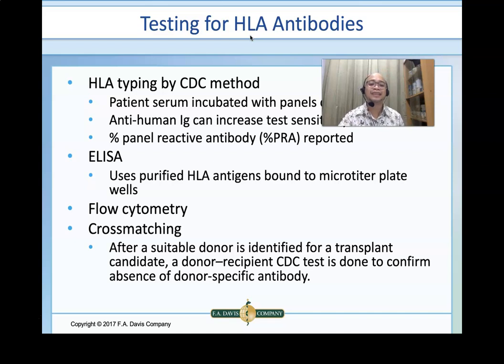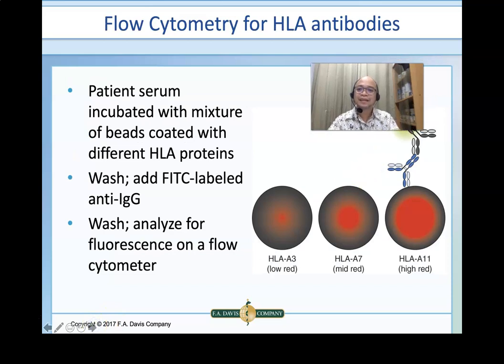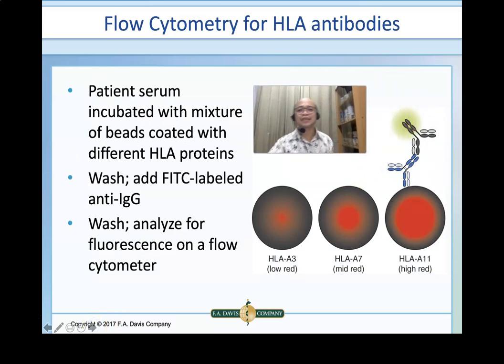After a suitable donor is identified for the transplant candidate, a donor-recipient CDC test is done to confirm the absence of donor-specific antibody. We studied flow cytometry before. Here, the patient serum is incubated with a mixture of beads coated with different HLA proteins. Our specimen here is serum. Then this is washed, and then we add the fluorescein isothiocyanate-labeled anti-IgG. Here, we wash and analyze for fluorescence on the flow cytometer.